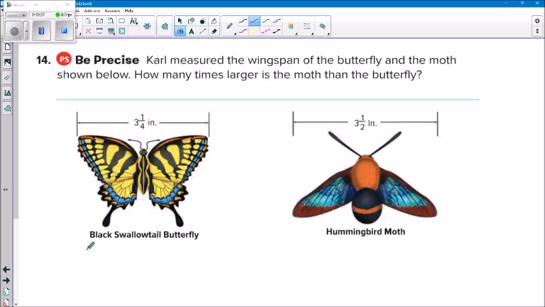Now, the last question in our homework is a word problem comparing a butterfly and a moth. It says Carl measured the wingspan of the butterfly and the moth. How many times larger is the moth than the butterfly? There it is. How many times larger? When you see how many times larger, it's automatically telling you it's a division problem. Moth than butterfly. Moth, 3.5-inch wingspan compared to the butterfly. See, it's a ratio. We're comparing their wingspan, and the ratio is division, so this is a complex fraction, which is basically a division problem.